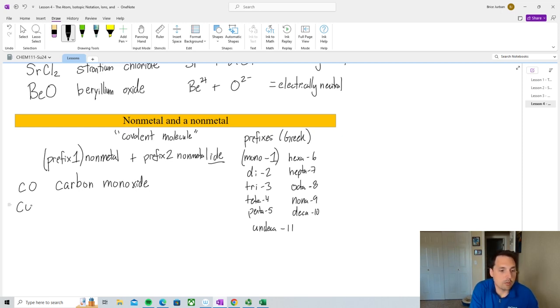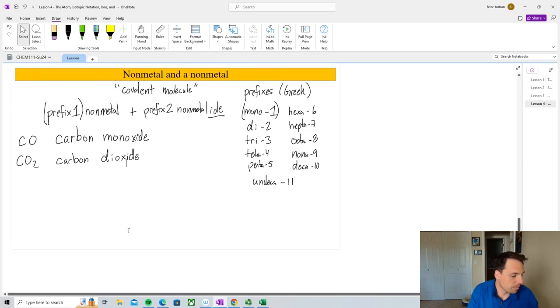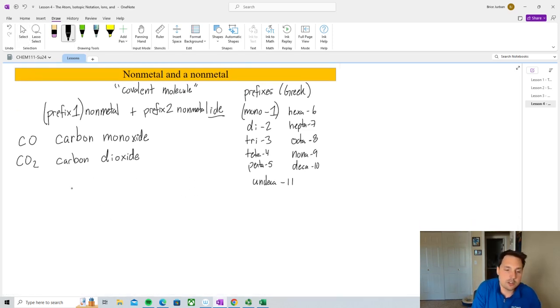All right, but now if we change the number of oxygens here, we've changed the molecule, and it becomes carbon dioxide now, right? And so we have to keep both of those vowels because they're different vowels. We can keep doing these for the nitrogen compounds.